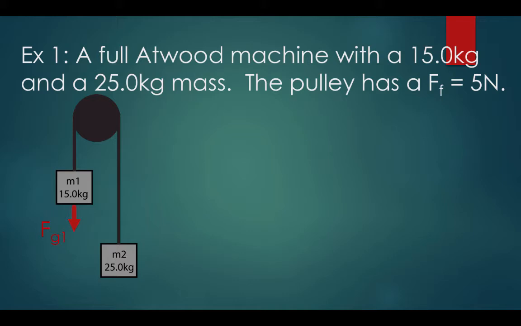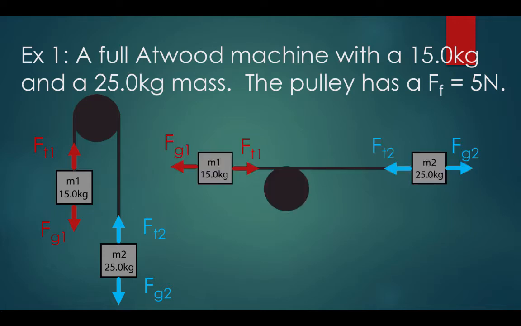Here's force gravity on mass 1. Force tension opposes force gravity on mass 1. Force gravity on mass 2. And tension opposes force gravity on mass 2. Remember, tension at both ends will be equal. Now if we straighten the Atwood out, we get this.